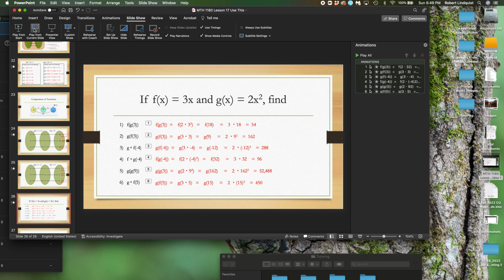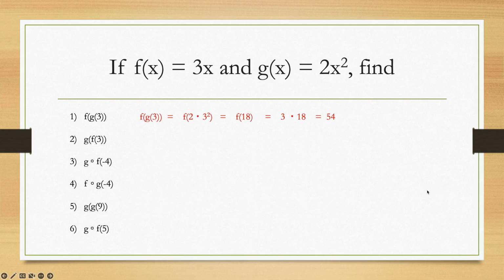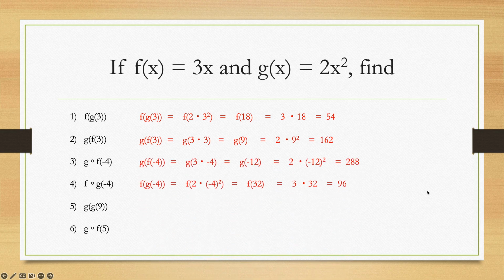Okay, let's go back to plate from, and now we've done the first 4, and now back to the 5th one. So g of 9. I forgot to change the 3 into a 9, but I have it right here. g of 2 times 9 squared. 9 squared is 81. 2 times 81 is 162.